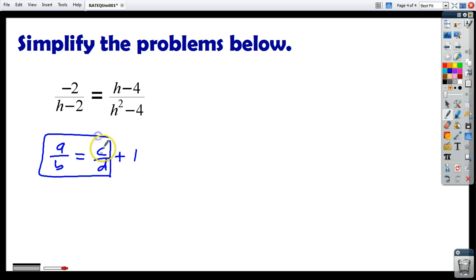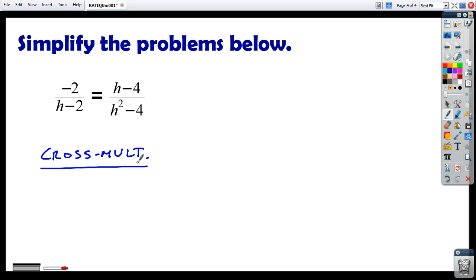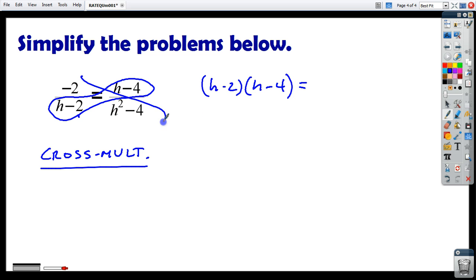It's just this part. And the minute you have a proportion like this, it means you can use a technique that we've used in the past, which is to cross multiply. So if you feel like this is easier, and again, only for these situations, you could cross multiply here. We could multiply in a crisscross pattern to simplify the equation as opposed to what we were doing before. So here, we crisscross multiply right here. H minus 2 times H minus 4 equals, and then go this direction, negative 2 times H squared minus 4.